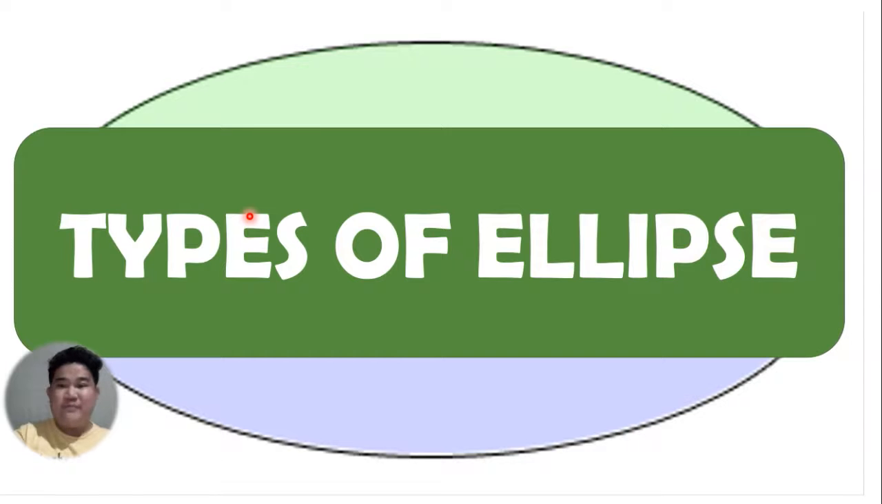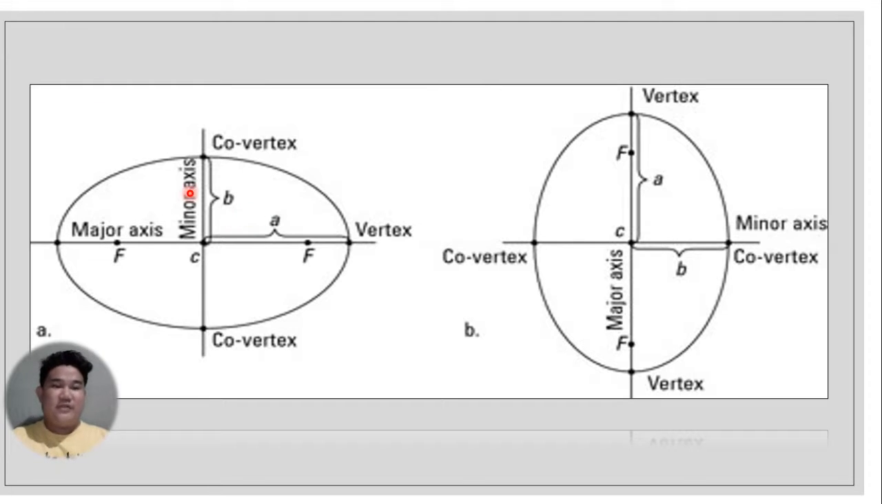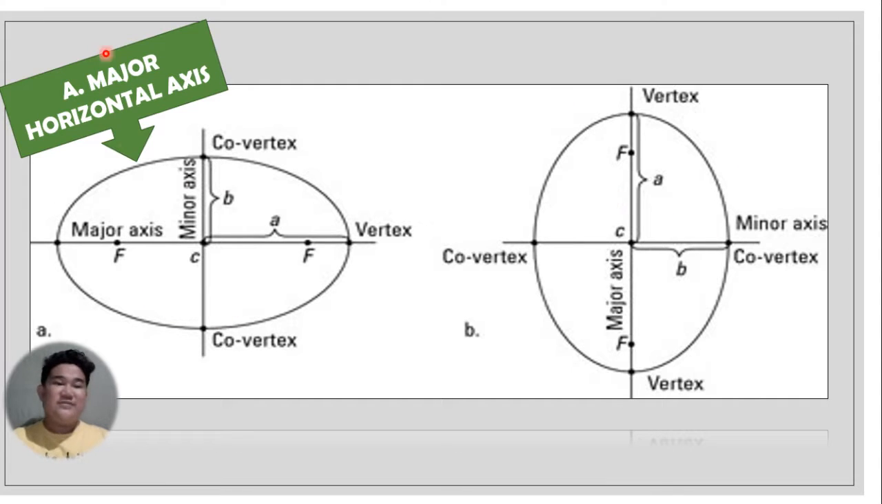So let's go. We have the types of ellipse. So ito yung types of ellipse. Nakikita nyo, ito pahiga, iyon patayo. Meaning to say, this will now be our major horizontal axis. Okay? So bakit siya tinawag na major horizontal axis?